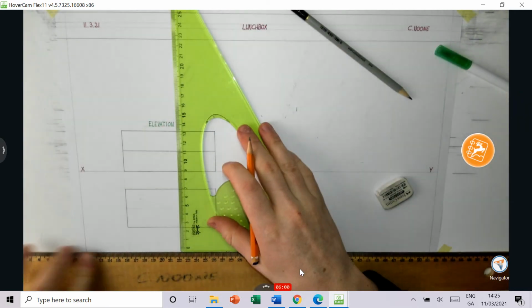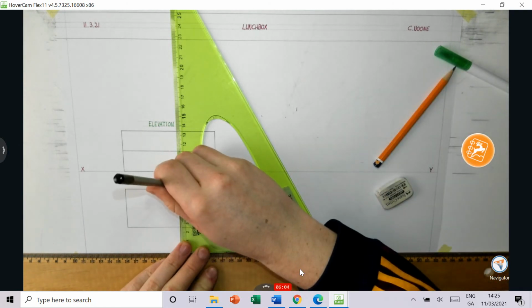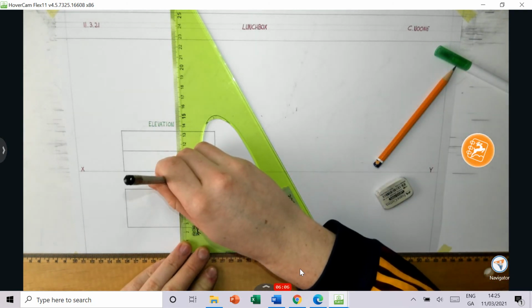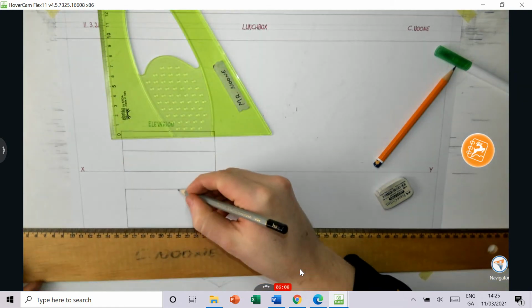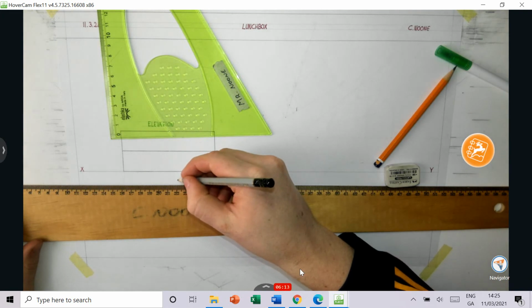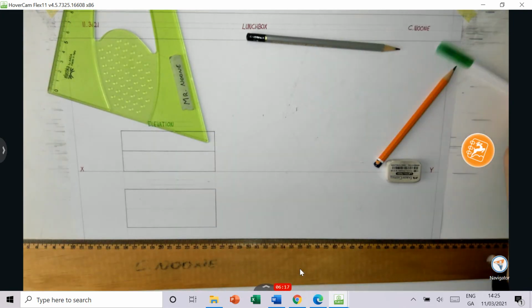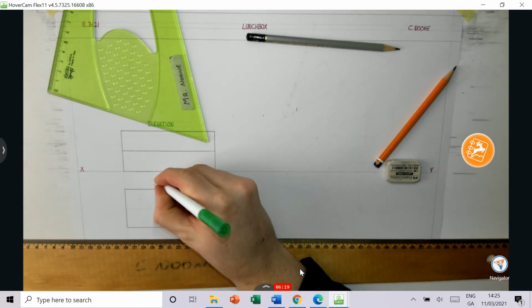Okay, and I can label that the plan of my shape. So measure up 5 and 5 and just do 2 construction lines, and roughly centered in that shape I'm going to write the word plan.